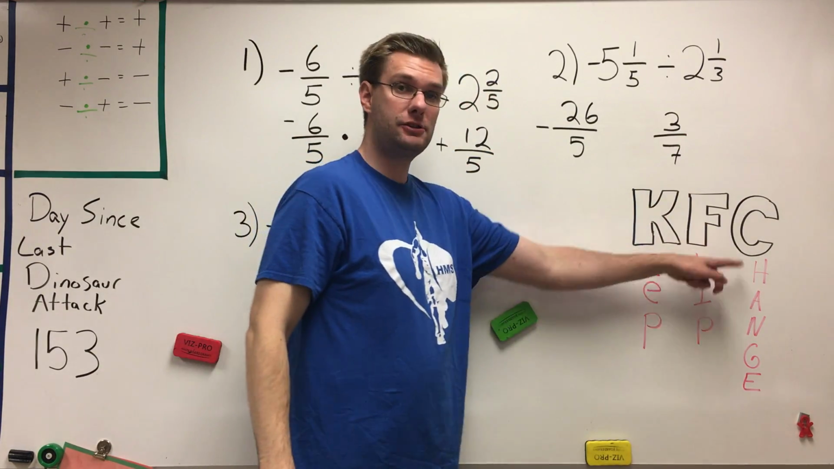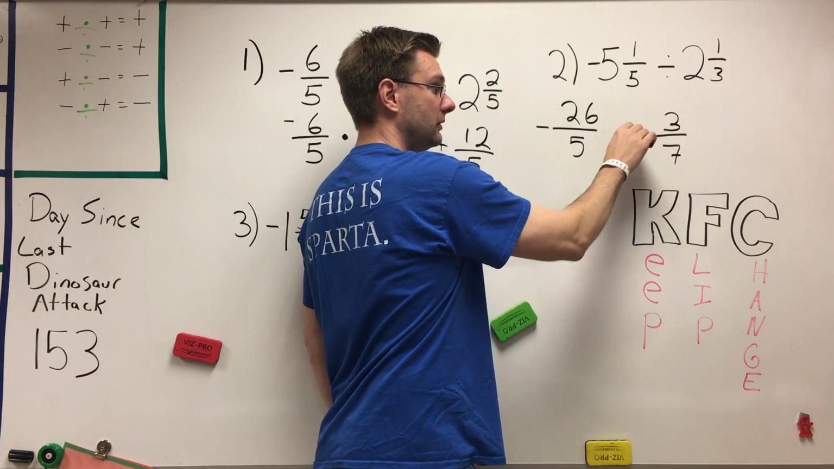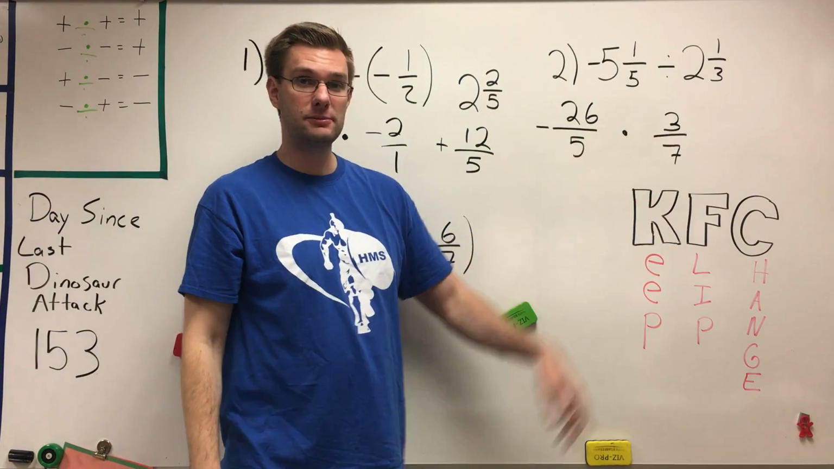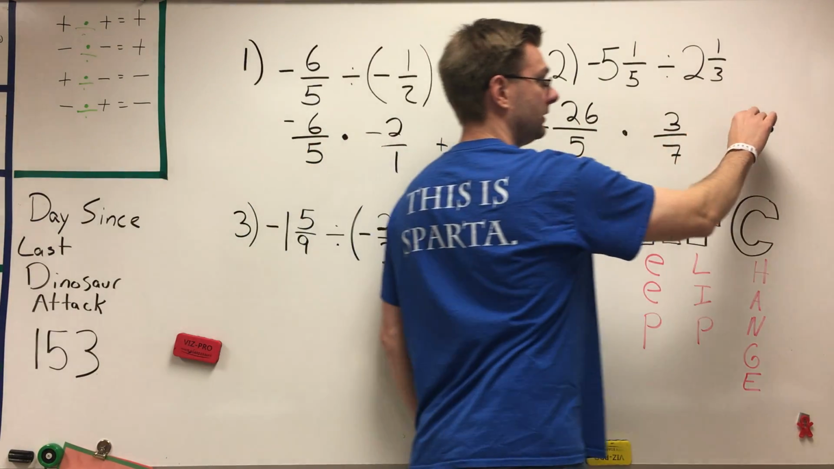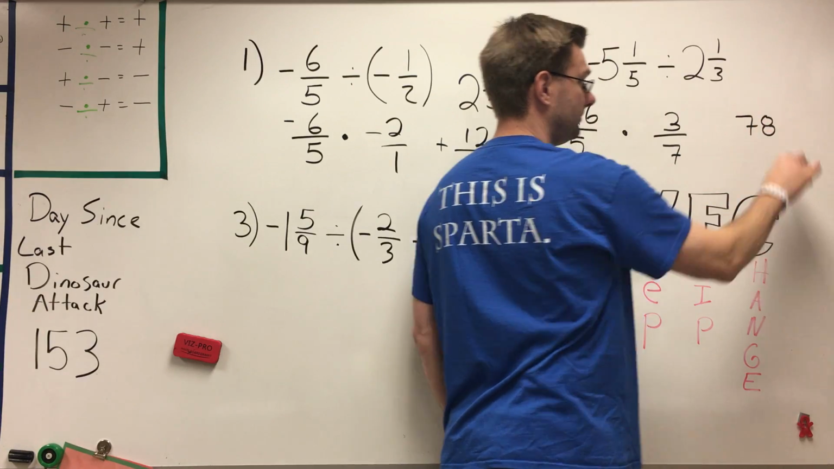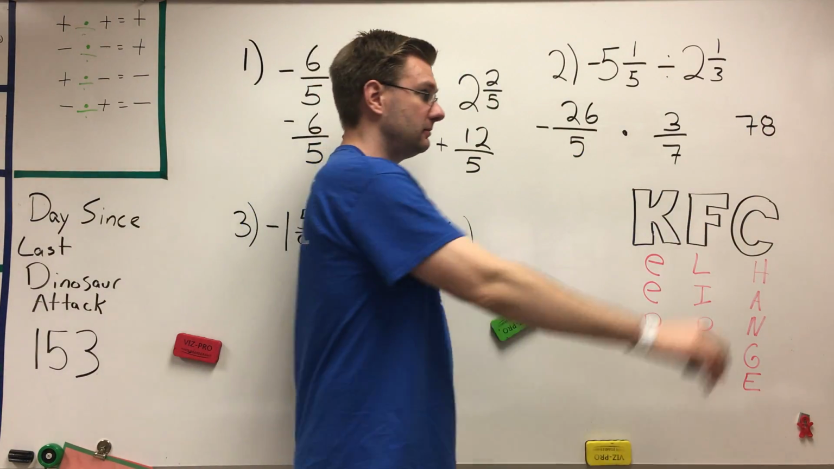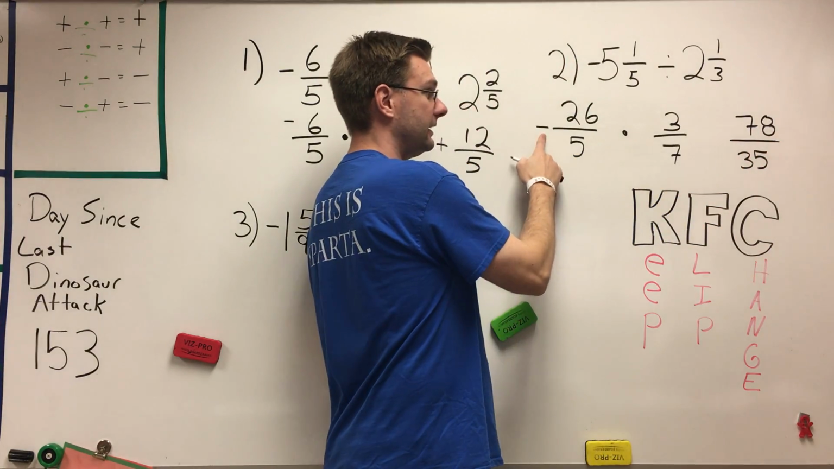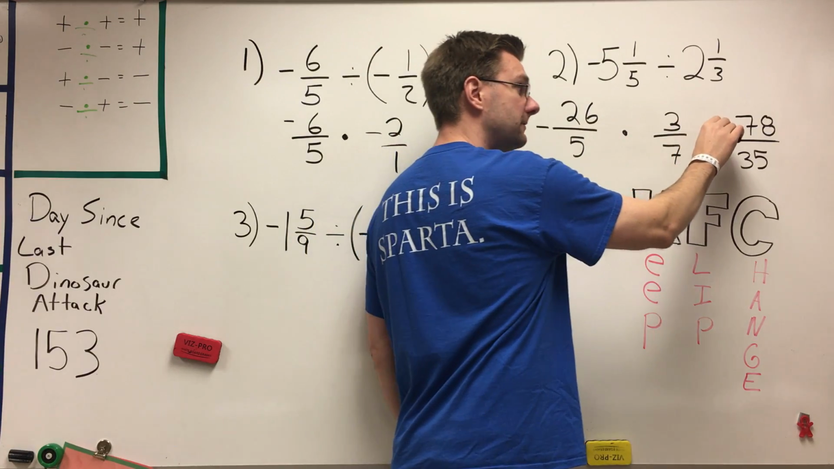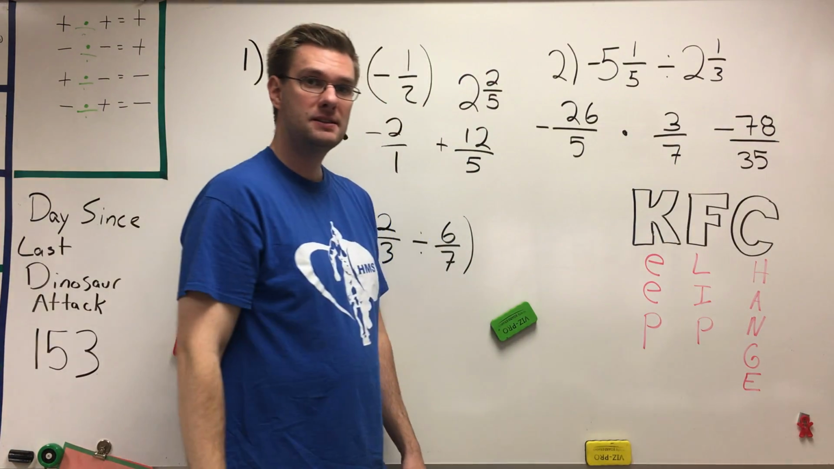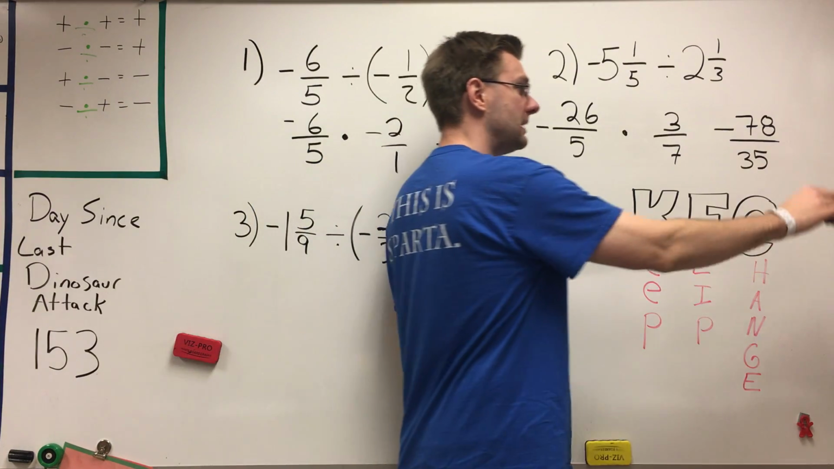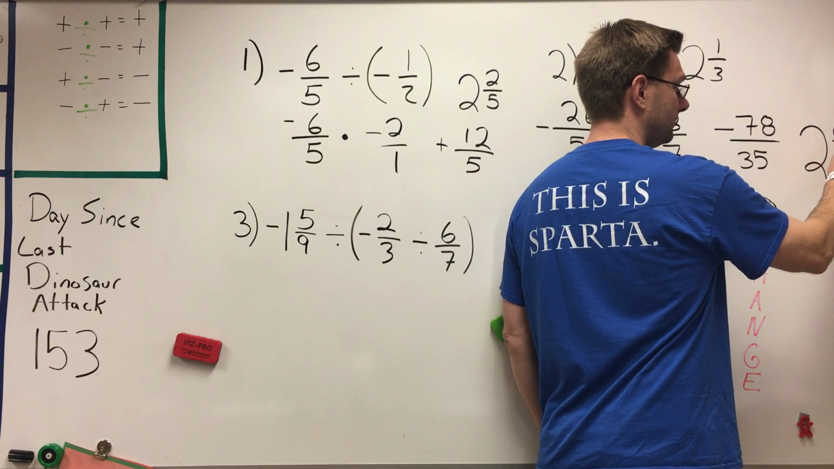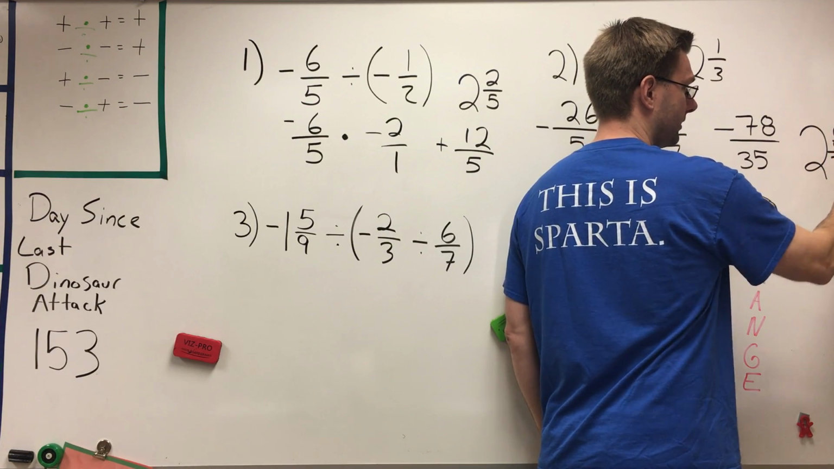Then we need to change the division into a multiplication. Then we have 26 times 3, 78. 5 times 7 comes out to be 35. We have a negative times a positive. Different signs is negative. 78/35. Put that back into a mixed number, and we have 2 and 8/35.